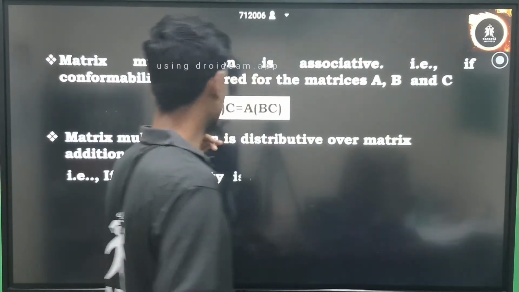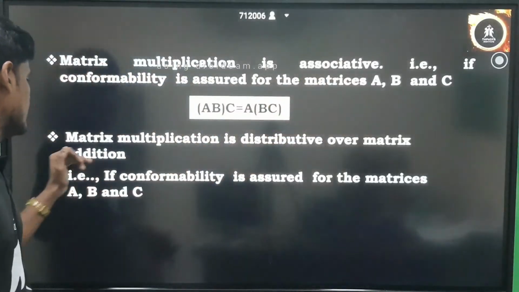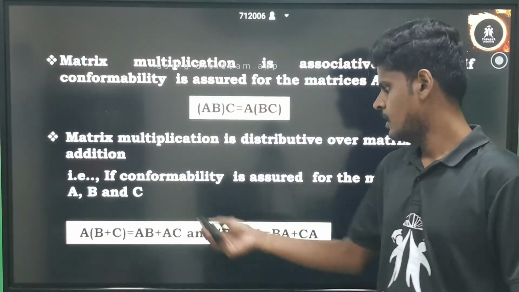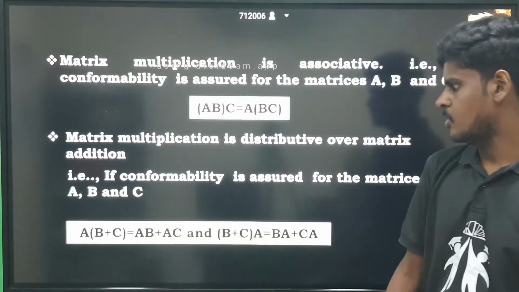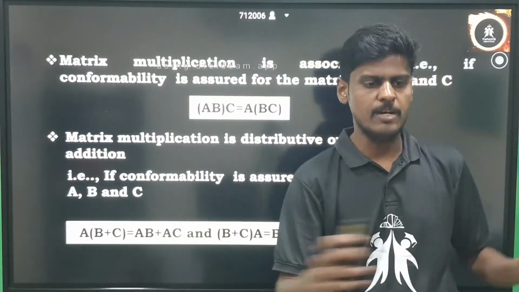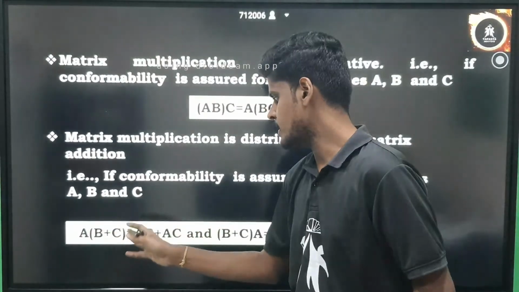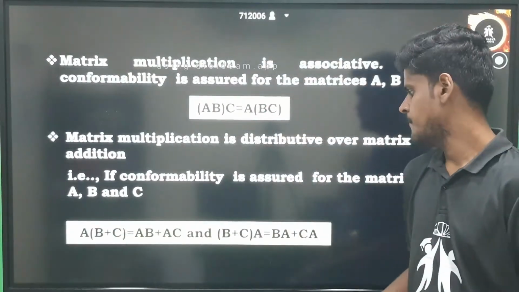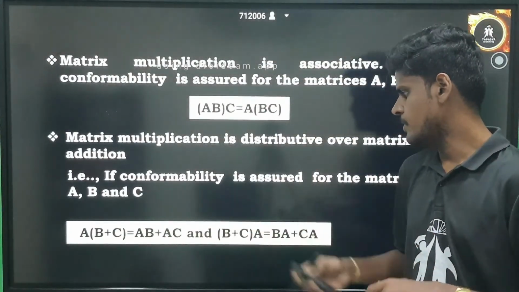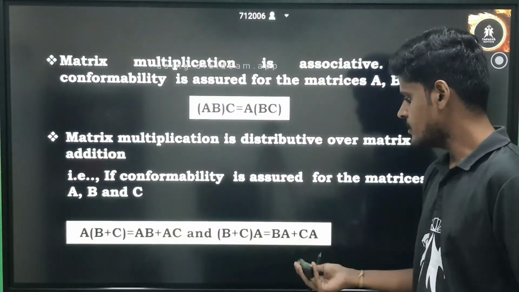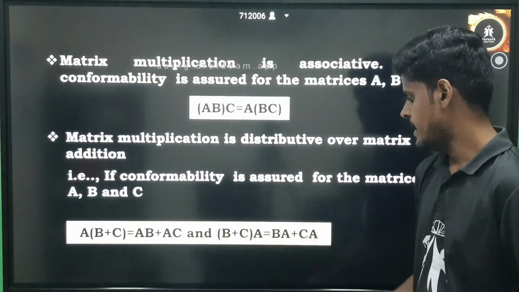Now matrix multiplication is distributive over matrix addition. What does it mean, students? A into B plus C is equal to AB plus AC. Just like how we write in numbers, it is same for matrix also. A into B plus C is equal to AB plus AC, or B plus C into A. We can multiply and add in any way. Answer will be same. This is BA plus CA.